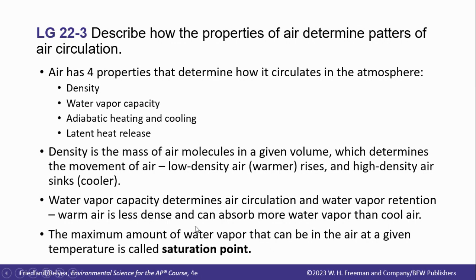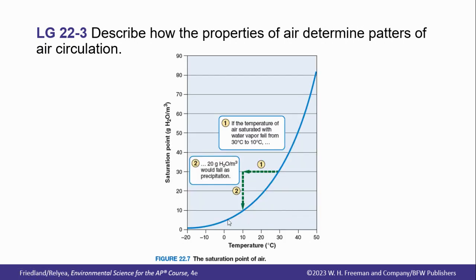The maximum amount of water vapor that can be in air at a given temperature is called its saturation point. This is a nice little graph that shows saturation points. So 20 grams of H2O per cubic meter would fall as precipitation at level 2. The saturation point looks like 30 right here, and after that, it's going to start falling at 10 degrees Celsius. Whereas here at 50 degrees, it can hold 80 grams of water before it's going to start to rain. So that's all that means. As the temperature goes up, the air can hold more water vapor. When the temperature goes back down, you're going to start seeing more precipitation at lower temperatures.